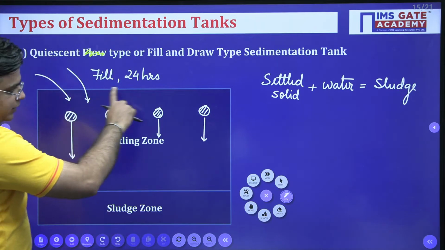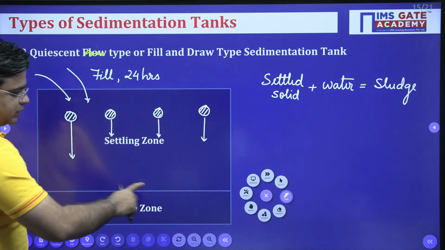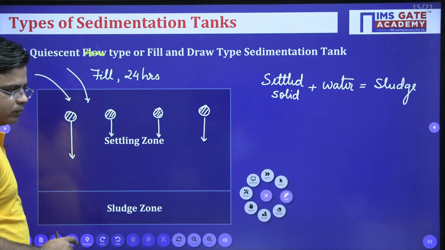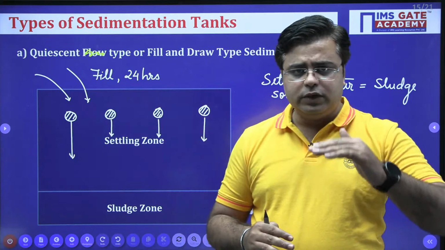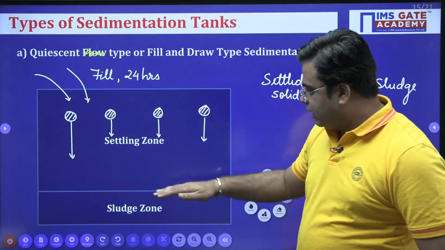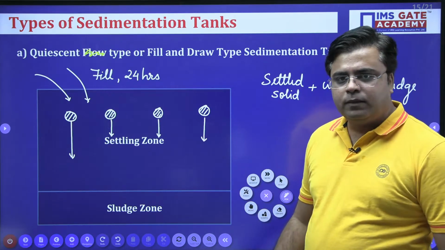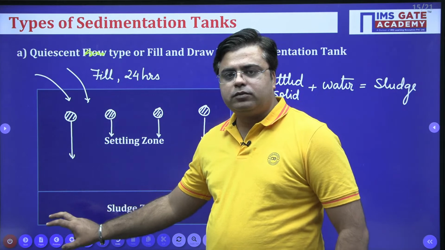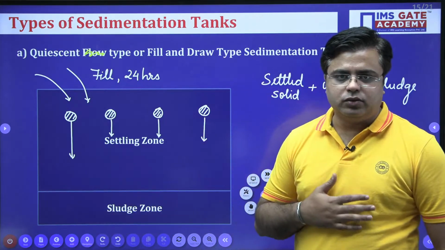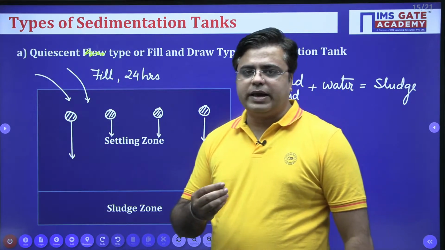The space in which the settling of solids is taking place is known as the settling zone. So this tank is broadly divided into two compartments. The upper compartment where settling is happening is known as the settling zone, and the bottom compartment where the slurry is collected is known as the sludge zone. Then this sludge is removed either manually or mechanically.